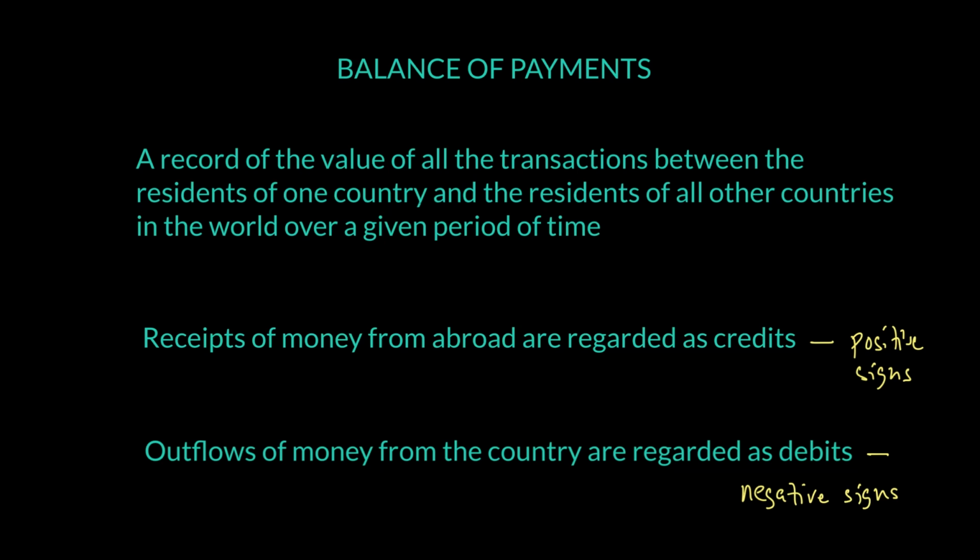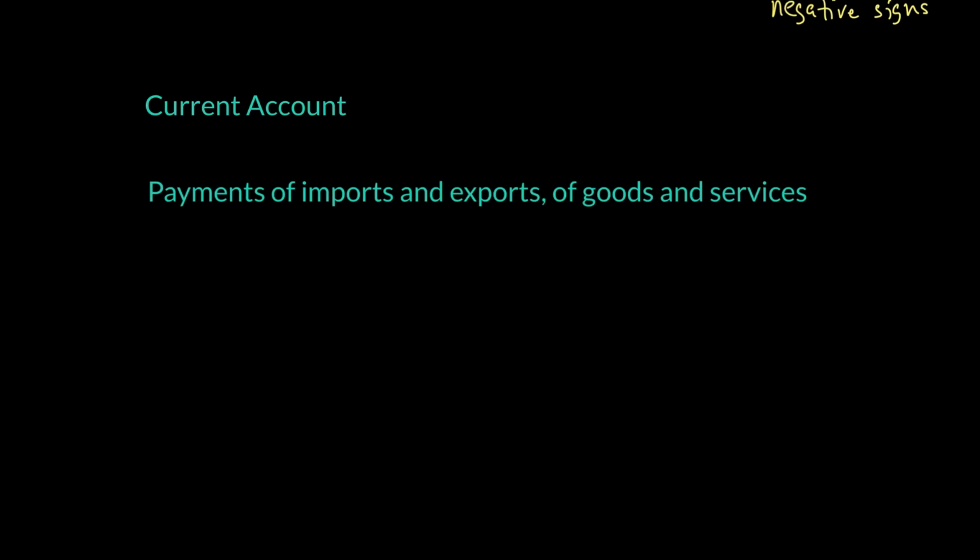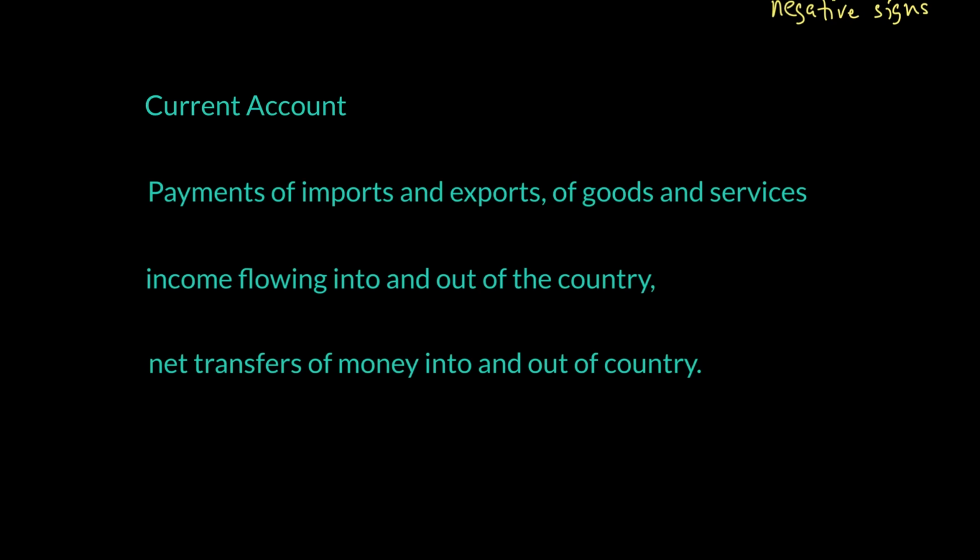When you look at balance of payment, it has three sections. The first section we look at is what we call a current account. When we look at the current account of our balance of payment, it is basically looking at all the payments of goods and services that a country pays and also receives. So it has payments of imports and exports of goods and services, but it also has a few other things. It also has what we call the income that is received and that is paid by the country, and lastly it has what we call our net transfers of money into and out of the country.